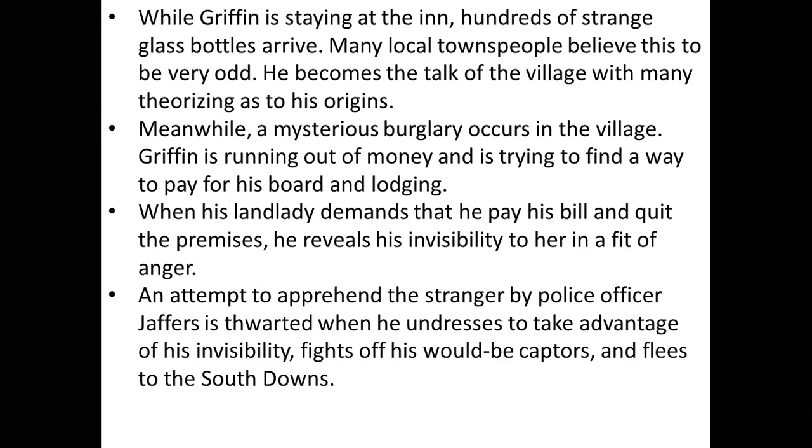In order to make himself invisible, Griffin started undressing himself. He removed the cap from his head, so the police officer could not touch or even see his head. And he started throwing off his coat, and the gloves, the spectacles, everything. So see here, an attempt to apprehend the stranger by police officer Jaffers is thwarted when he undresses to take advantage of his invisibility. He fights off his would-be captors and flees to the South Downs.